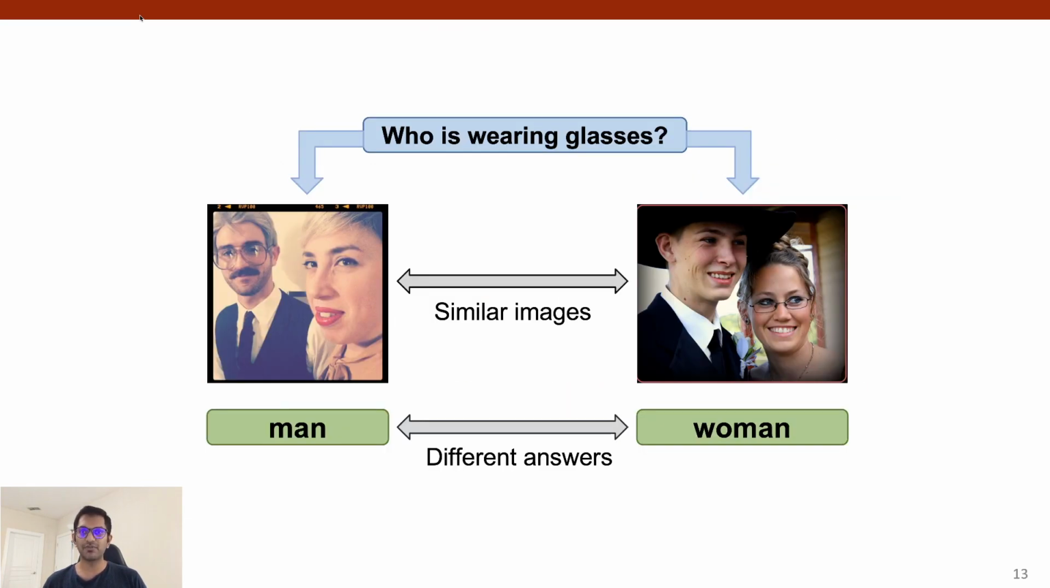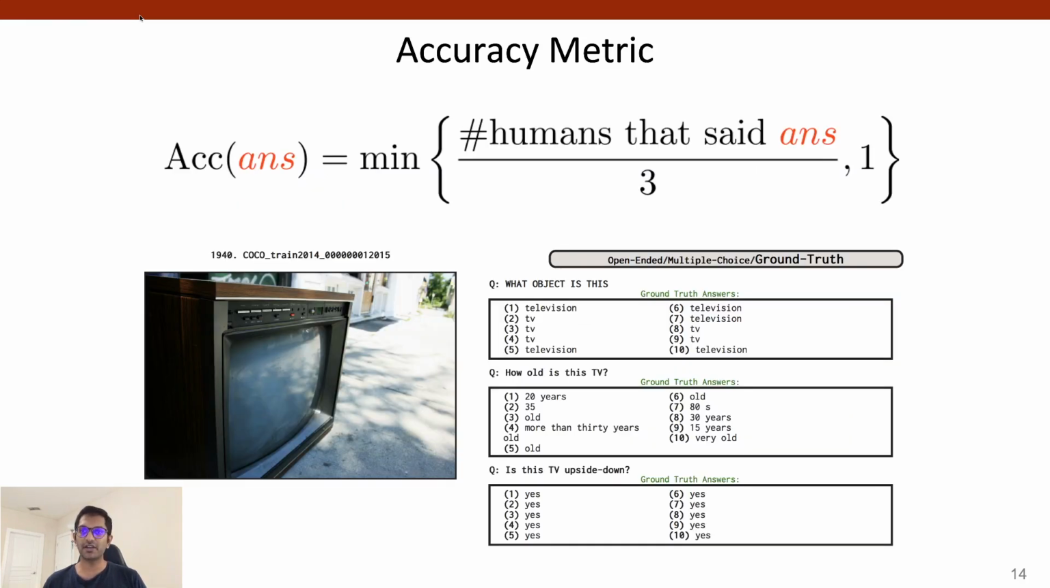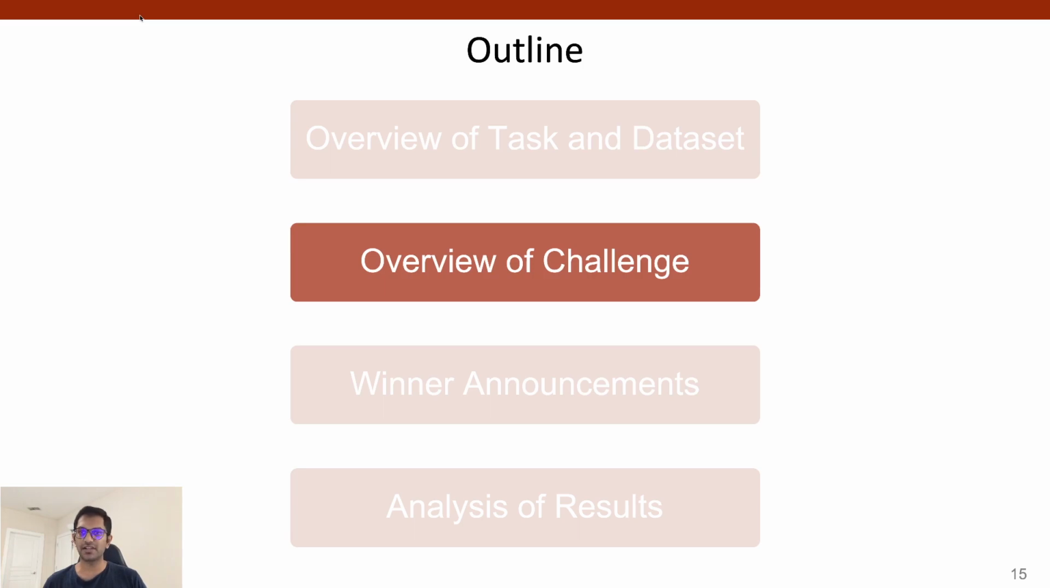For example, for the question, who is wearing glasses? The answer to these similar images are different, man and woman. So, the model really has to understand the subtleties about the image to answer the question accurately. The accuracy metric counts how many of the ground truth answers are same as the prediction. If 3 or more, the prediction gets full credit, otherwise it gets partial credit corresponding to number of ground truth answer it matches. That was about the task in the dataset.